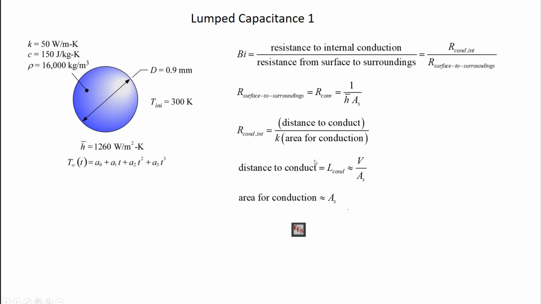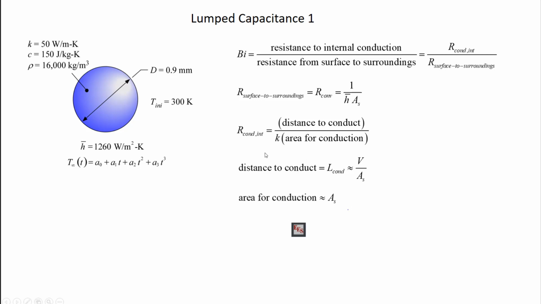There's what I would say is a commonly accepted method for estimating the distance to conduct, and that is just to take the volume over the area. The ratio of the volume to the surface area is oftentimes used as the estimate of the distance that you need to conduct, and then the area for conduction is often just taken to be the surface area.